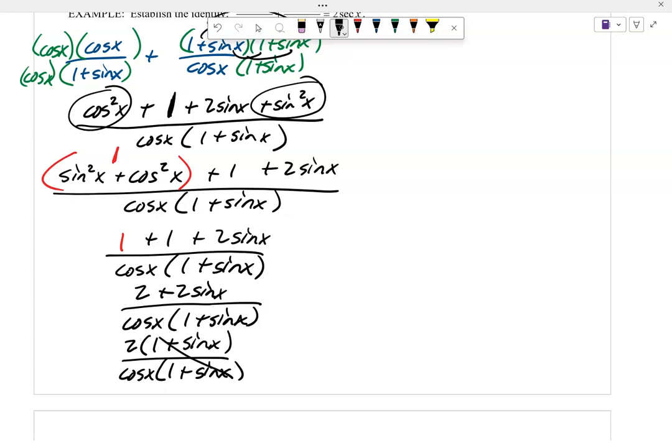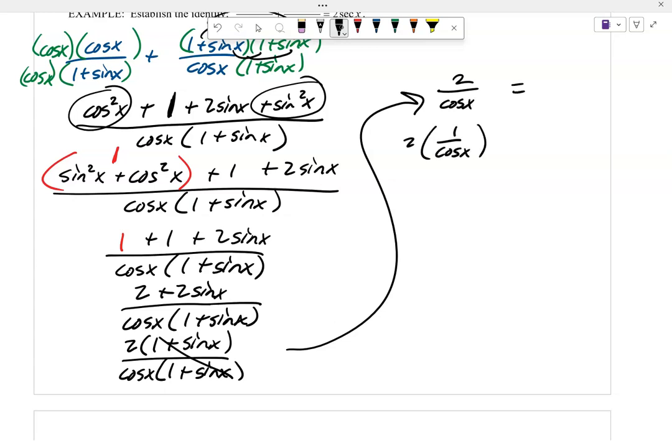Let's see how those cancel when we come over here. So I have 2 over cosine. In other words, 2 times 1 over cosine. Well, that's 2 times the secant. And that's where we wanted to get to. We wanted to show that it was equal to 2 secant.